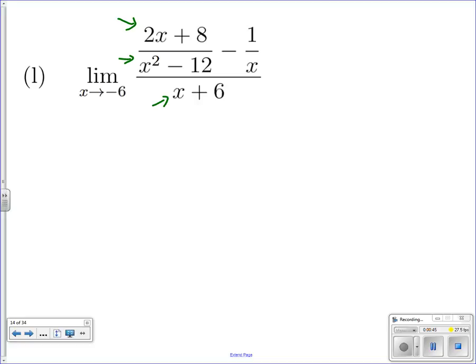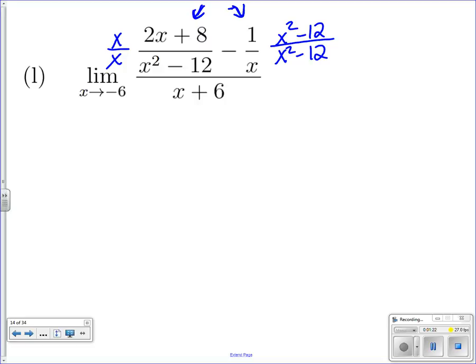Instead, kind of the fail-safe, and honestly a lot of the times you're going to end up doing this when you see these rational functions, especially with multiple pieces, like you have one here and one here, is doing that FOO. So we're going to multiply this left side one by x over x, and we're going to multiply the one on the right by that x squared minus 12 over x squared minus 12. Because again, when you do FOO, you're not changing the original expression at all. You're just changing the way it looks by multiplying that FOO.